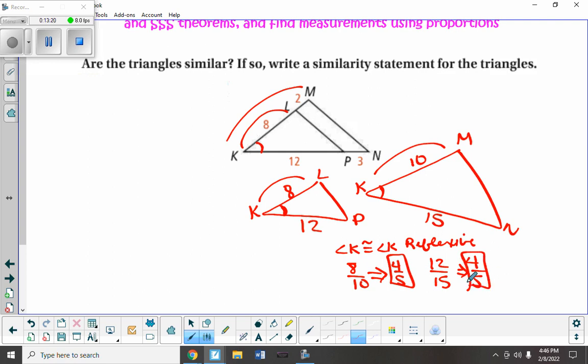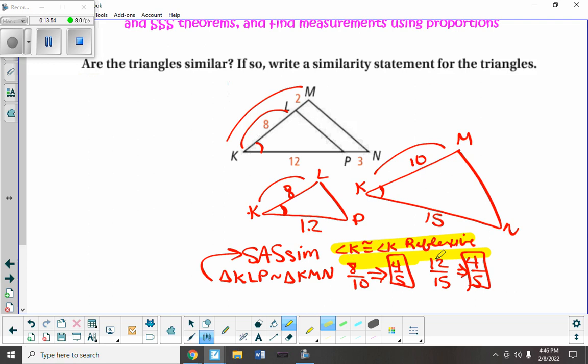So the sides that we have here are proportional, and the angle between them is congruent. So we can use side, angle, side. SAS similarity. And the similarity statement, I should have written that first, is that triangle KLP is similar to triangle KMN. And the reason is SAS similarity. So when you do a problem like this, then to prove it, you would write down this information right here.